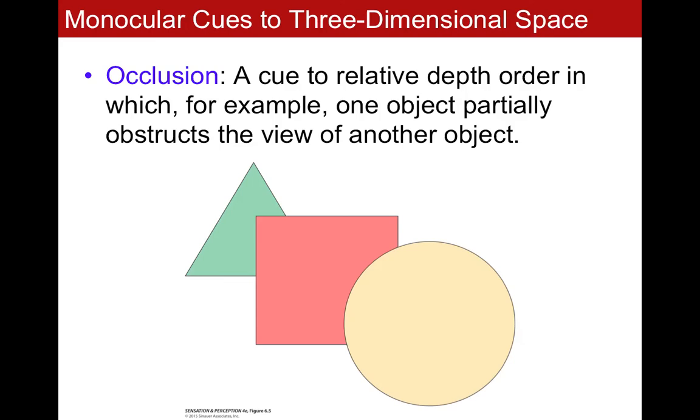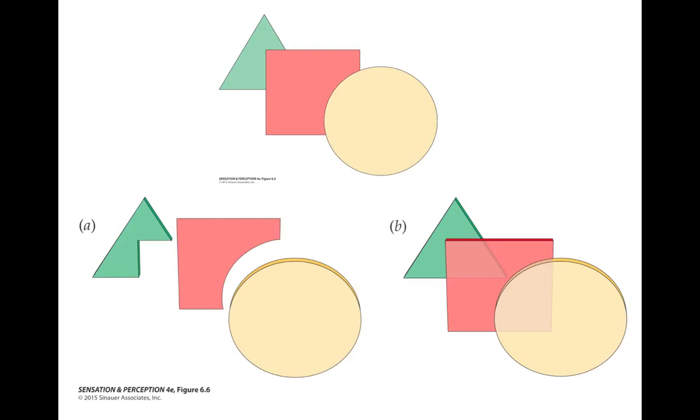So this is a monocular cue, occlusion. Basically, it's a cue to the relative depth order, but it doesn't tell you for sure. For example, if one object, like the circle, partially obstructs the square, which partially obstructs the triangle, there are three shapes here, and we would typically assume that they are at different depths, right? With the triangle being the furthest and the circle being the closest, and that's occlusion. But now you can see two possible interpretations of the situation. Sure, it's possible that the square and the triangle are actually the same distance away as the circle, but that they have pieces cut out of them.